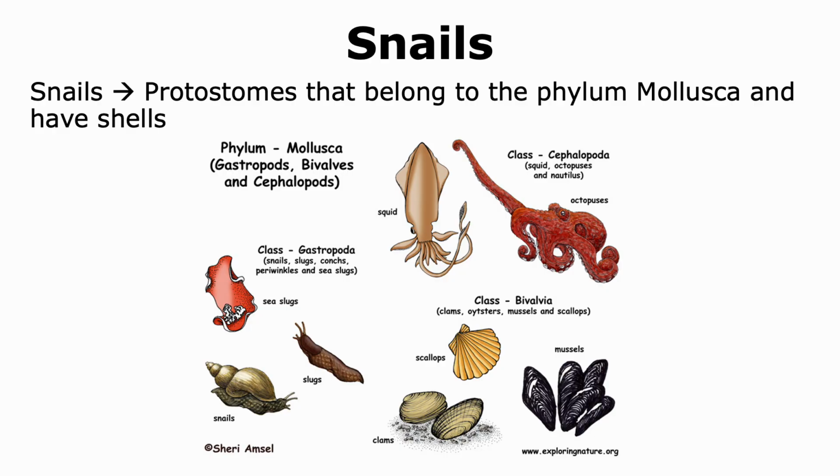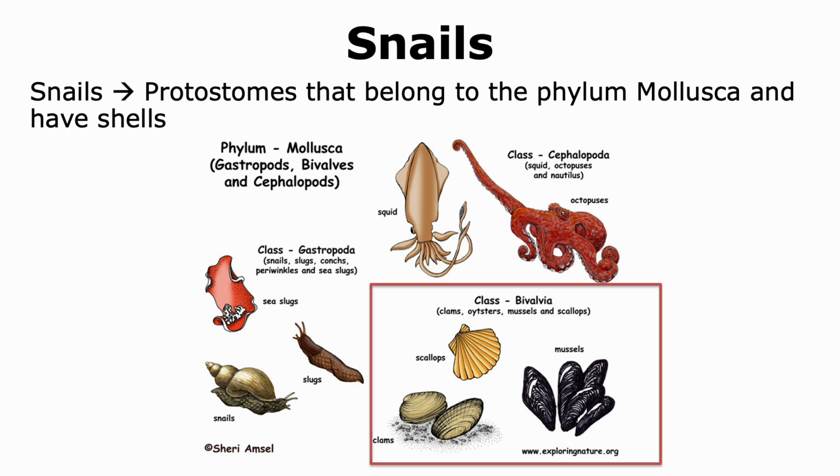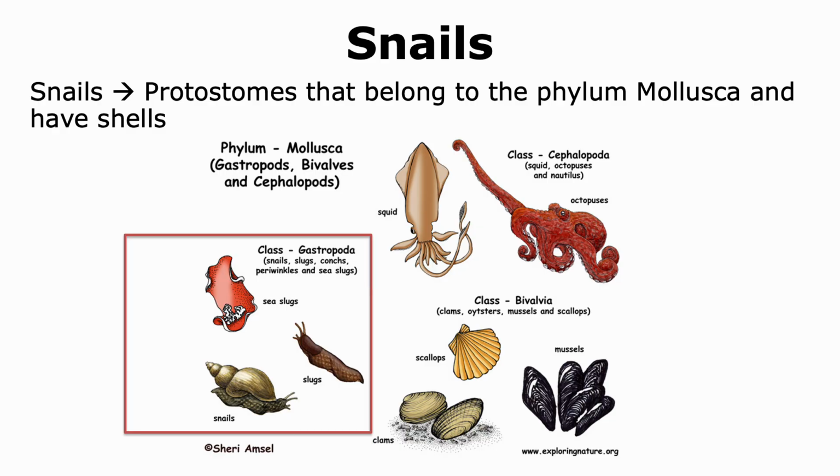When we look at the phylum Mollusca, there are three main classes. The first one are the cephalopods, which have the squid and octopuses as members of this class. They normally do not have shells. The next class is bivalvia, where we can see mussels, clams, or scallops. Oysters also come under the class of bivalvia, and these usually have shells. The class of gastropoda, or the gastropods, comprise snails, slugs, conches, and other types of organisms.